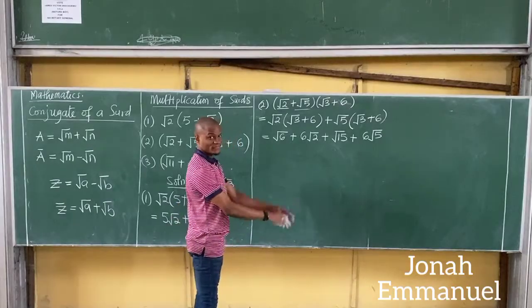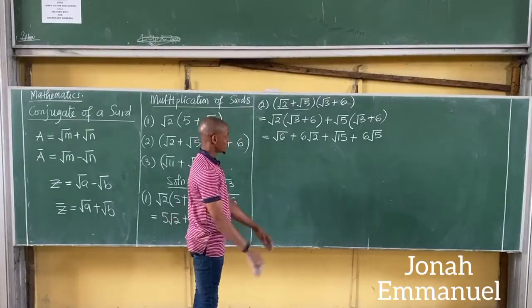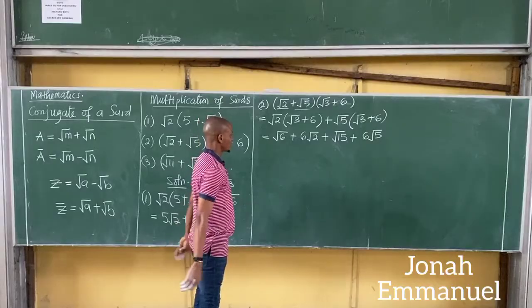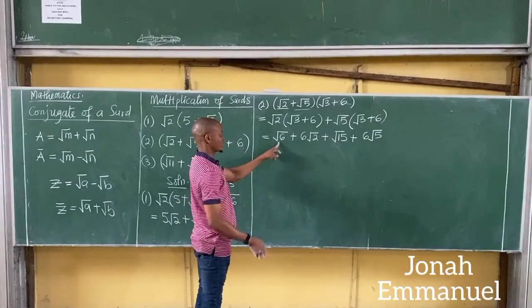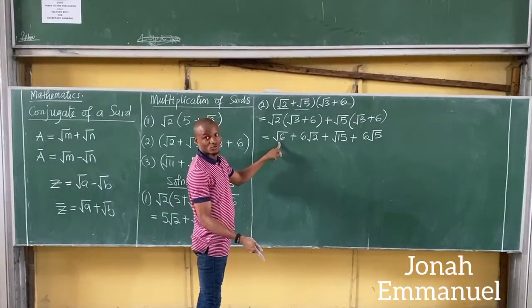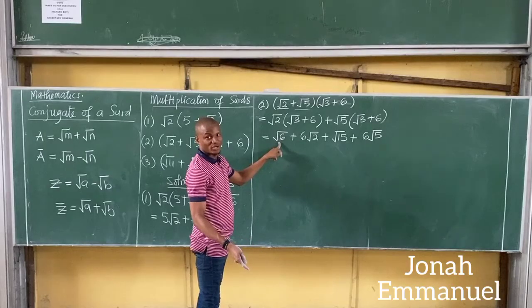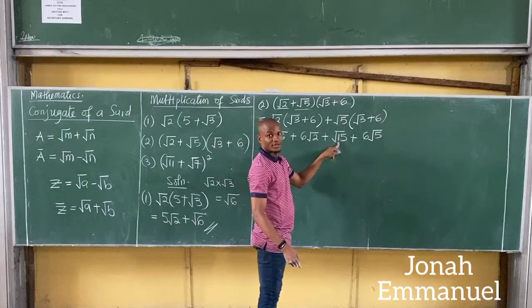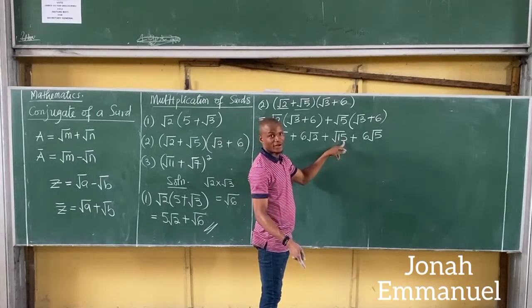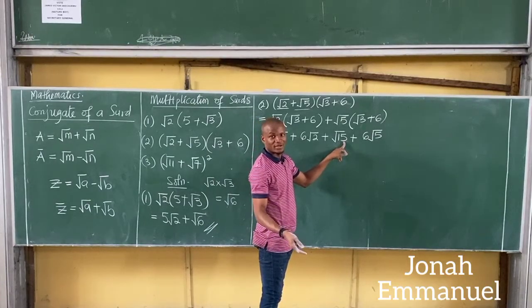Can we break down the explicit form? Yes? What's root 6? That's root 3 times root 2. But that can also be broken down. So here's the explicit form. What's root 15? 5 times 3. So root 5, it's not a whole number.